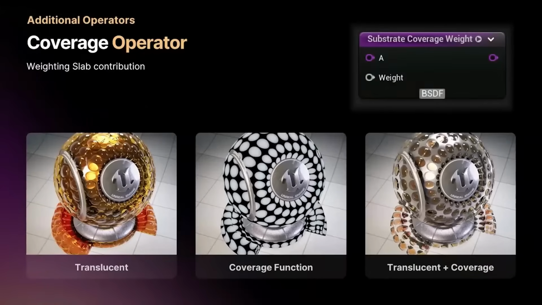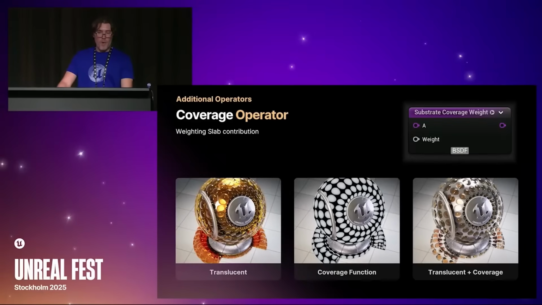The next operator up is coverage, and it works a little differently from others we've seen. Rather than blending or selecting between two slabs, coverage operates on a single slab and acts as a weighting function, controlling how much that slab contributes to the final material. Let's take a quick example using a translucent material. With Substrate, translucency allows independent control over chromatic surface response, transmittance, and coverage. In this case, we'll drive coverage with a height map.